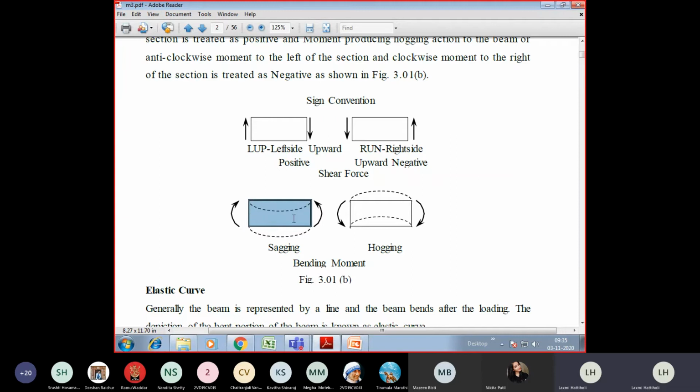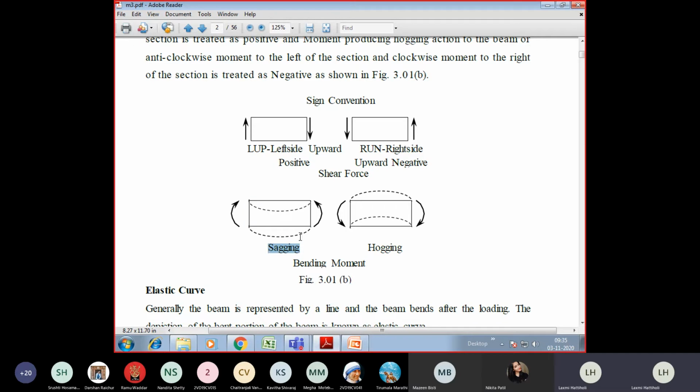Yes, ma'am, the first figure. So of course you can define it in many ways. It is somewhat like the convex lens type shape. Now, if the curvature of the beam is in this way, that is, convexity at the top, then this is called the sagging bending moment.